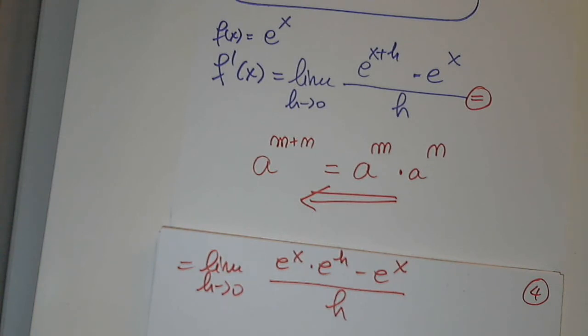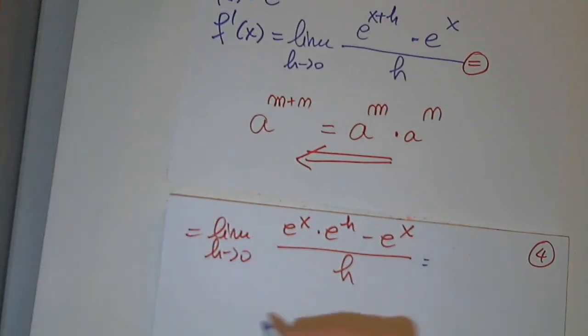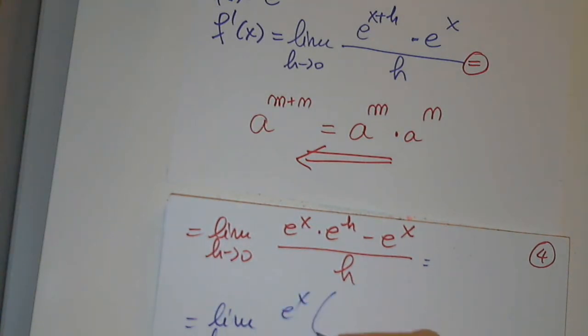Careful. If I cancel something from the top, I have to cancel with something from the denominator, but there is no e to the x in the denominator. So what is my only choice here? Factor out e to the x. Excellent. Thank you, Paige. So the limit as h approaches 0 of e to the x, e to the h minus 1, divided by h.